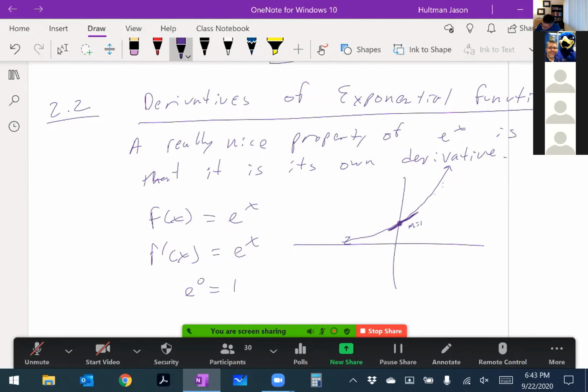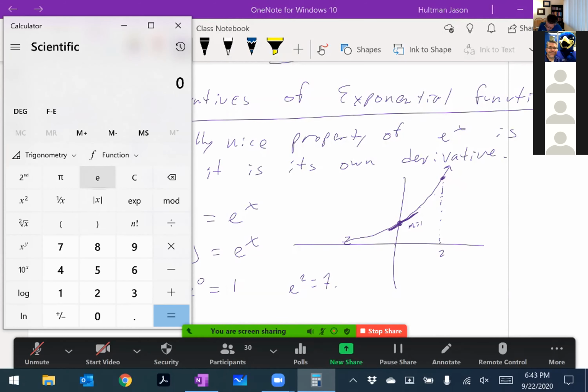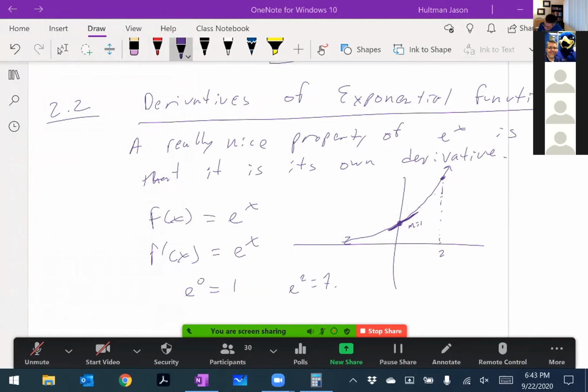Let's go to 2 actually. If x is 2, then the height here is e squared, but that's also the slope. So what is e squared? E squared was about 7 point something, 7.39. So that's the height of that point.